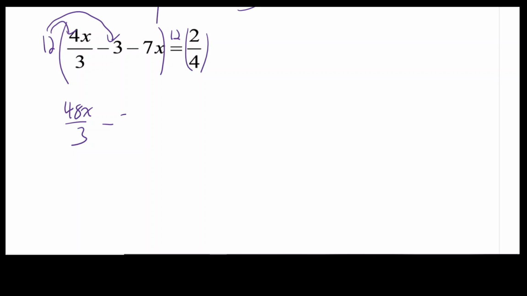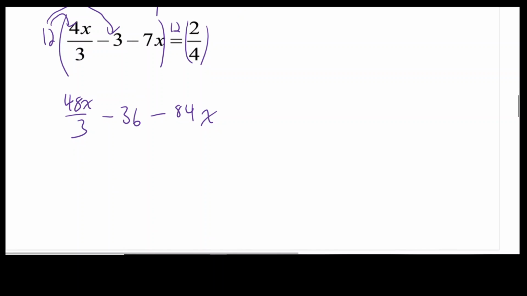I'm going to get 12 times 3 is 36, and 12 times negative 7 is, that's going to test me, 84. Yeah? 84x. I'm asking you as if you can answer, but I'm in the past right now and you're in the future. Okay. Whew. And then 12 times 2 is 24 on the other side, and over 1, so keep it as over 4.